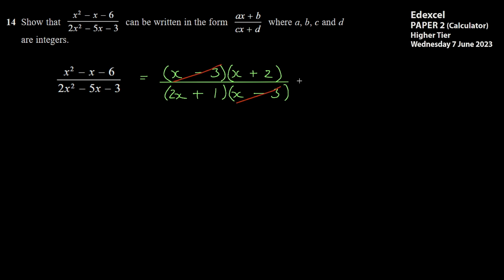And as predicted, 2 of those factors cancel. So we're left with x plus 2 divided by 2x plus 1. And that's your answer. If you wanted a list, A is equal to 1, B is equal to 2, C is equal to 2, and D is equal to 1. But that is a perfectly good answer.